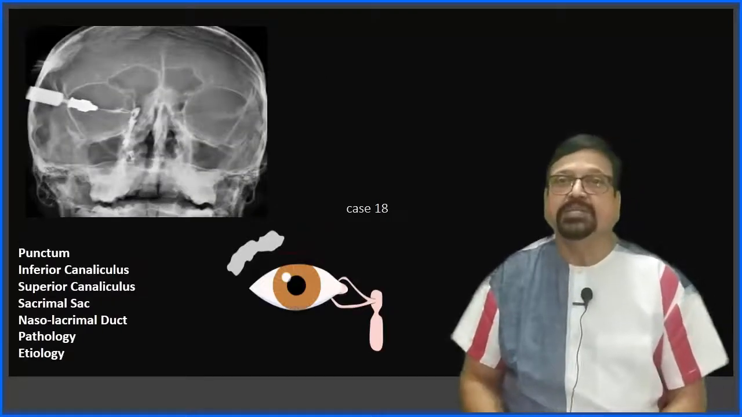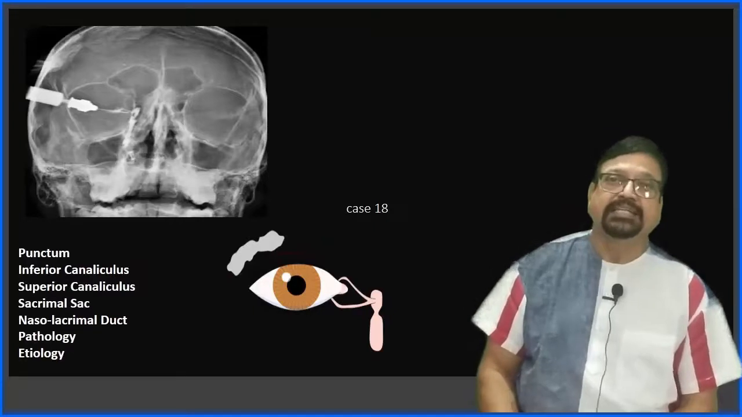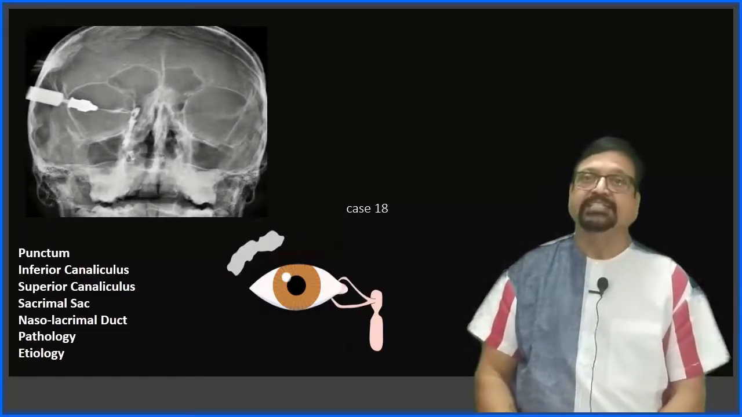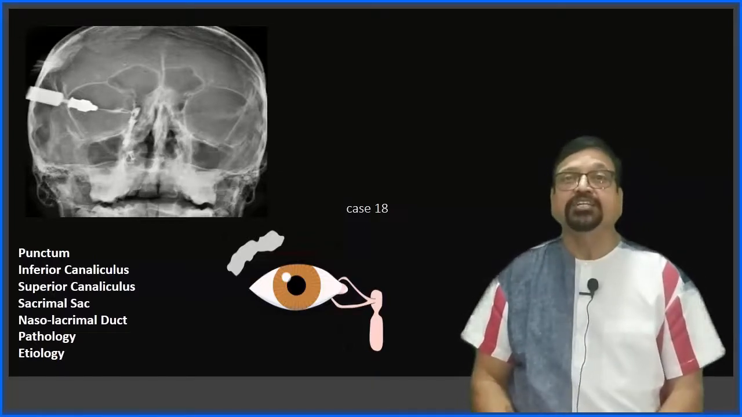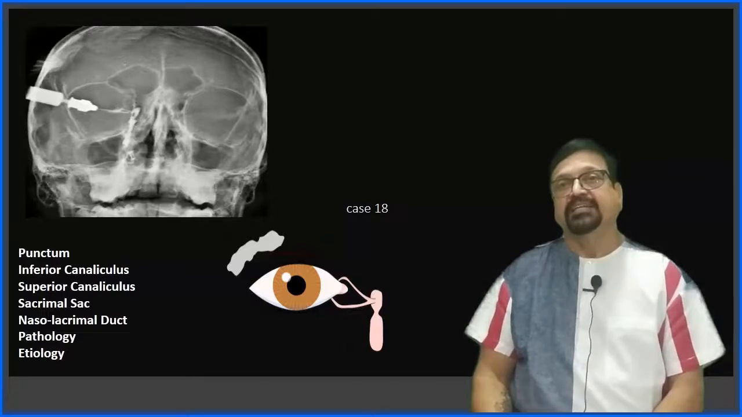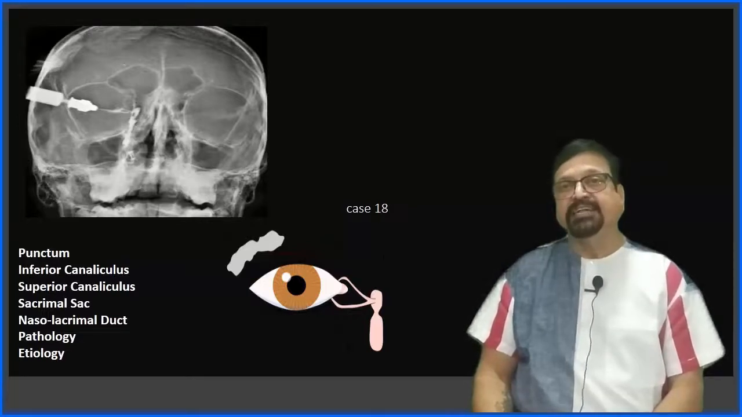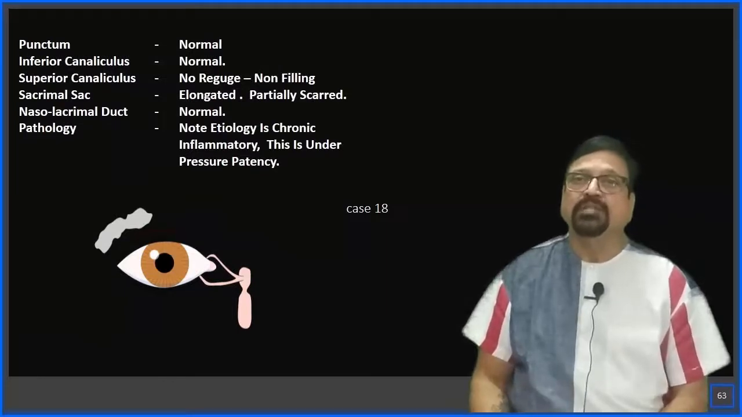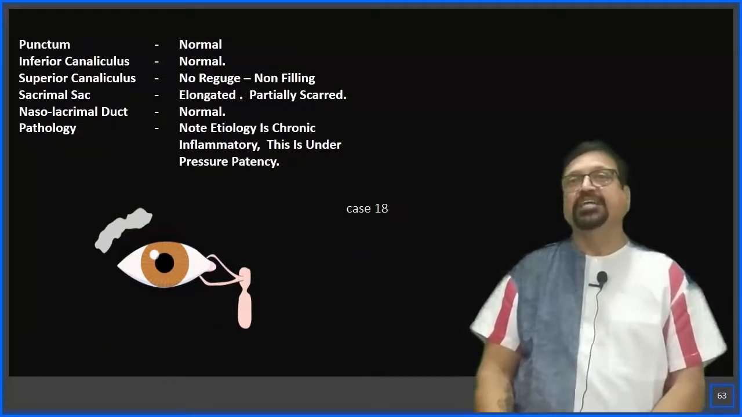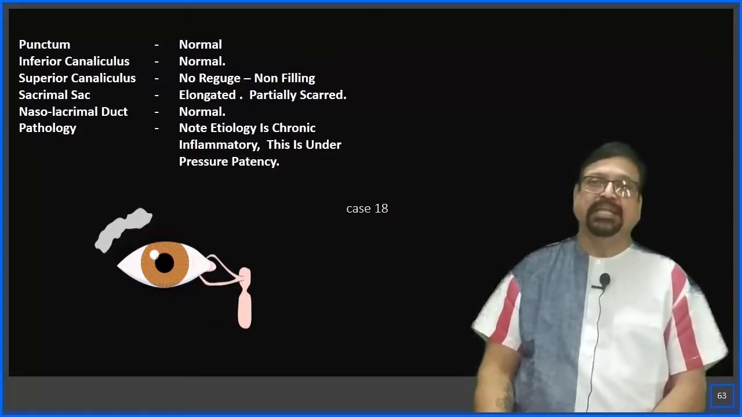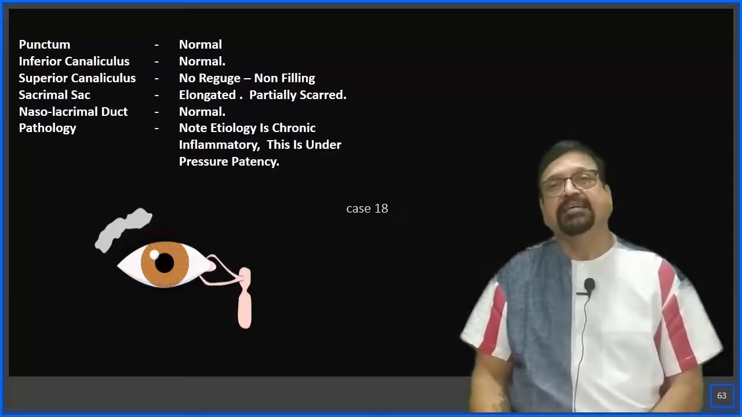Now see here, what is happening is, there is a big patency, it is very nicely seen. The sac is seen, then there is no regurgitation to the superior, and there is good spill in the nasal cavity. So we are coming to normal: no regurgitation, elongated, partially scarred, then chronic inflammatory, and there is a patency.